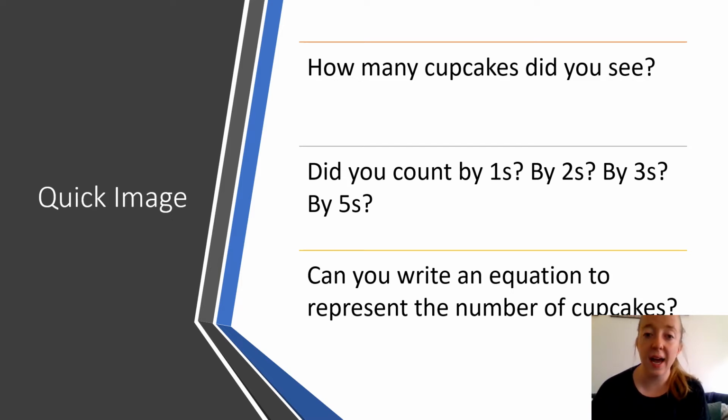So I was going to ask you, how many cupcakes did you see? What did you count by? Did you count by ones, by tens, by fives, by threes? To be more efficient counters. And can you, with a paper in front of you, write down an equation that goes with the number of cupcakes that you saw?